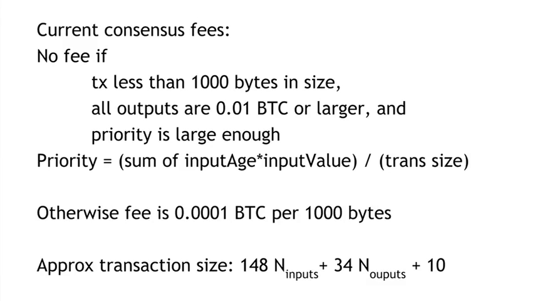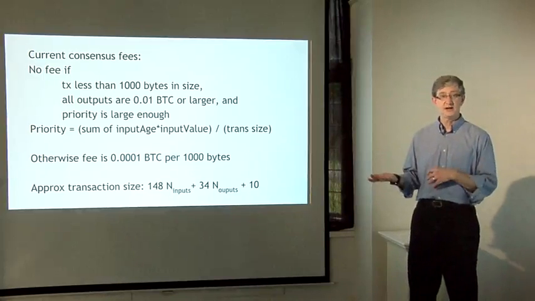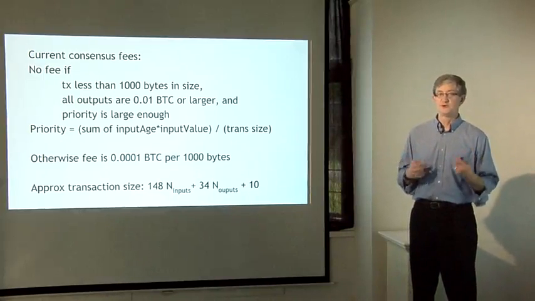Otherwise, a fee is charged, and that fee is about 0.0001 Bitcoins per 1,000 bytes. That's a fraction of a US penny per 1,000 bytes. Now, just as an aside, the approximate size of a transaction based on the number of inputs and outputs is about 148 bytes for each input, plus about 34 bytes for each output, plus about 10 bytes for other information. So a small transaction with maybe 2 inputs and 2 outputs would have a size of 400 to 500 bytes.